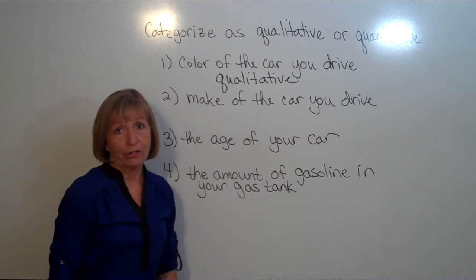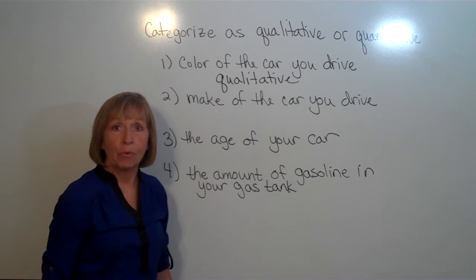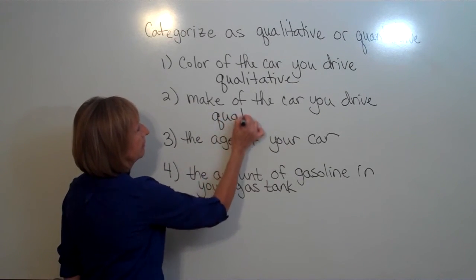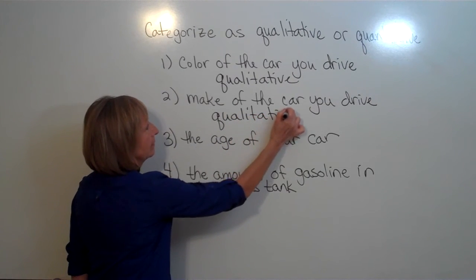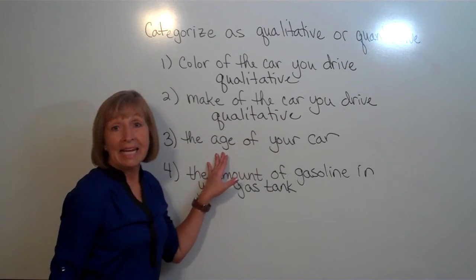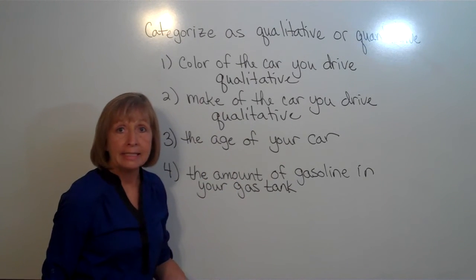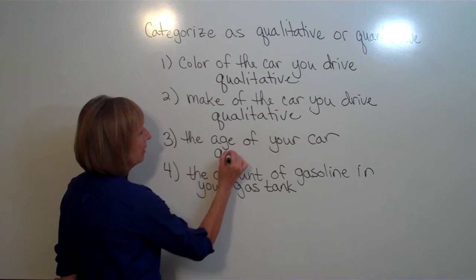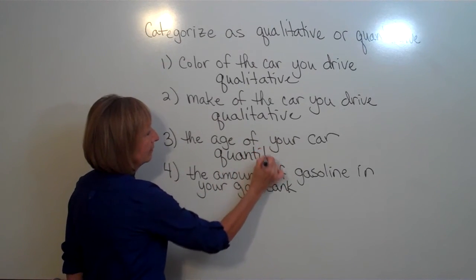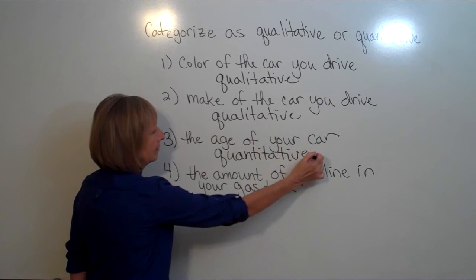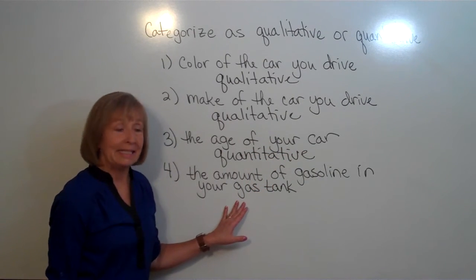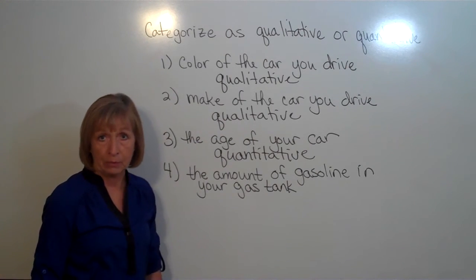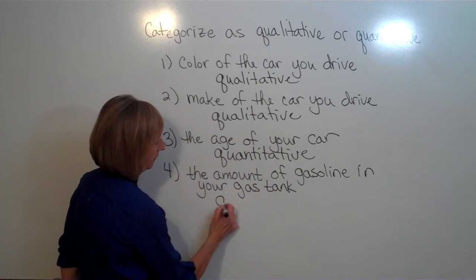The make of the car you drive, again, that's an attribute or characteristic of your car. So again, that is qualitative. The age of your car. So how old your car is, that's a numerical measurement about your car. So that is quantitative. And then the amount of gasoline in your gas tank. Again, it's something that has a numerical measurement that goes with it. So again, that's quantitative.